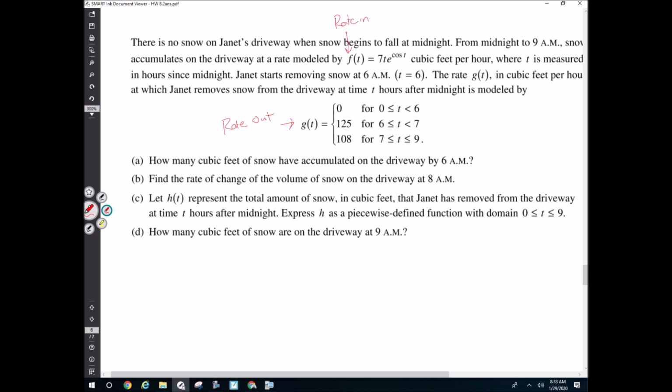How many cubic feet of snow are accumulated on the driveway by 6 a.m.? So I need the total in. Most of our questions ask just for part of a total amount, so just the total in. That'll be an integral from 0 to 6 of our rate in. So that'll be an integral from 0 to 6 of f.